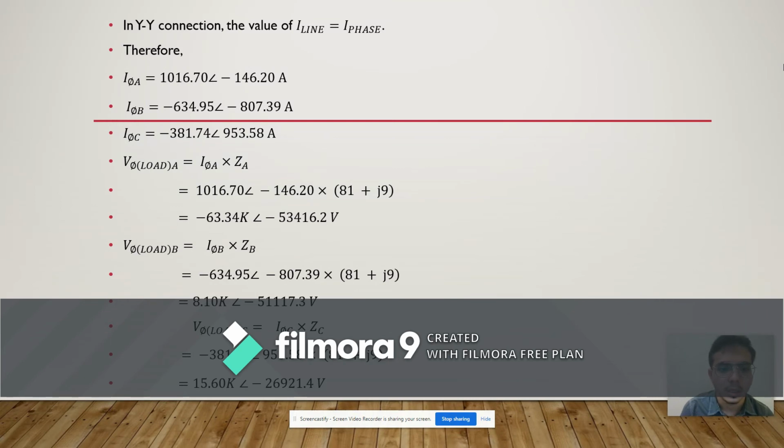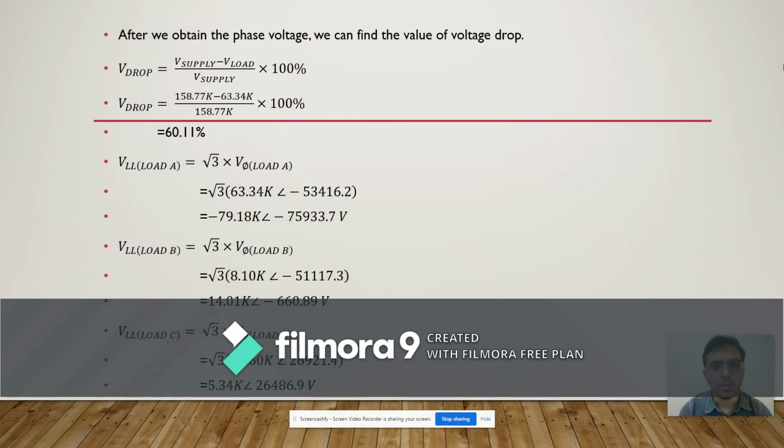So for the V phase load A, I get the final value is negative 63.34K degree of negative 53416.2 voltage. And for the final value of V phase load B is 15.60K degree of 269 to 1.4 voltage. We move to the next page.